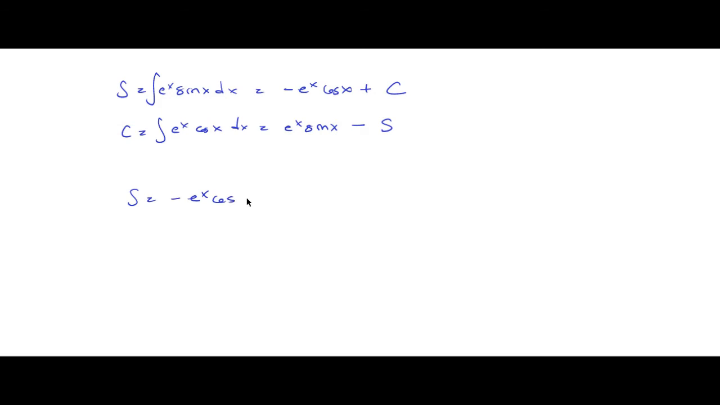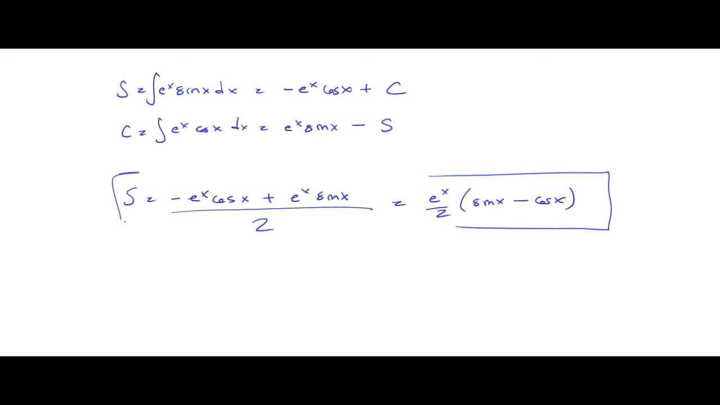So we have e to the x cosine of x plus e to the x sine of x minus s. We take this s in here, 2s, and then divide everything by 2. So this is e to the x divided by 2 times sine of x minus the cosine of x. This is the first integral, and then the second one is the same. c is e to the x sine of x minus s, so this is e to the x halves times sine of x plus the cosine of x. This is what you get, plus c and plus c.